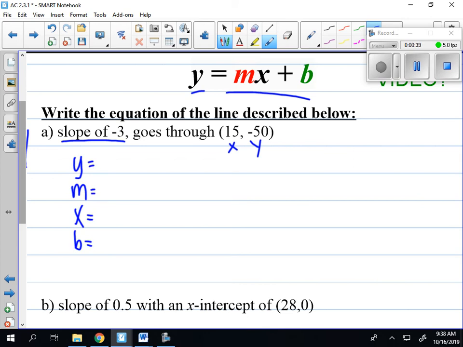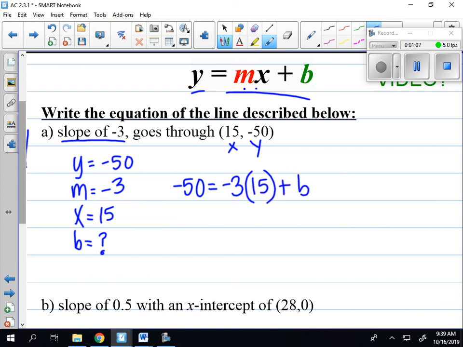So the point they give me, y is negative 50, x is 15. They tell me my slope is negative 3, but I don't know what my y-intercept is, so I'm going to put a question mark. Then I'm going to plug them into the equation in their spot. So y goes first, and that equals m, so my slope. Whenever two letters touch, that means multiplication, so times my x value, 15, plus my missing y-intercept. And remember, these x and y values are just temporary to help us find our permanent y-intercept.